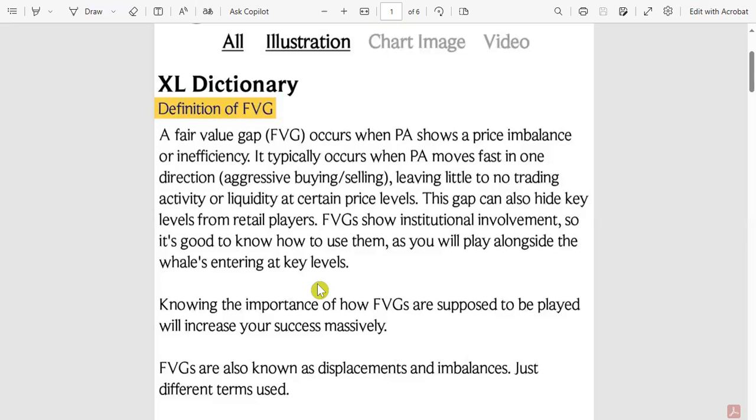Okay, so if you already know how to mark the fair value gaps, it means it's going to be easy for you to actually know how to wait for price and how to execute. So knowing the importance of how fair value gaps are supposed to be played will increase your success massively. So if you already know the importance of fair value gaps and you know how to use them, then it's going to be actually a game changer for you. And also fair value gaps can be called displacements or imbalances. It is just different terms.